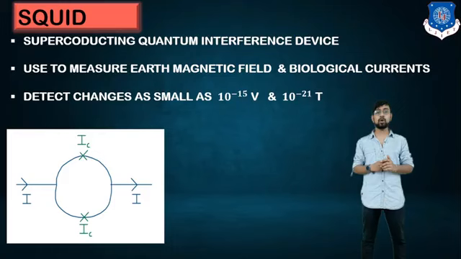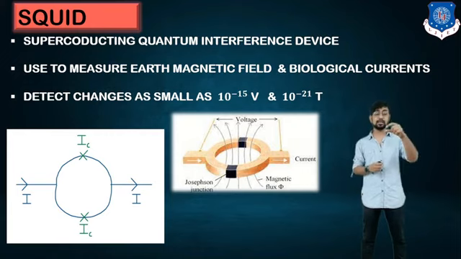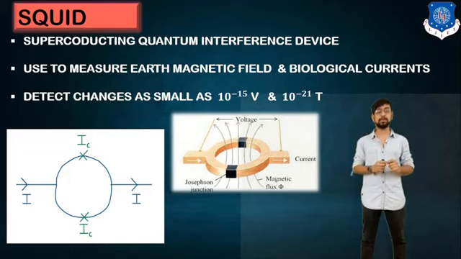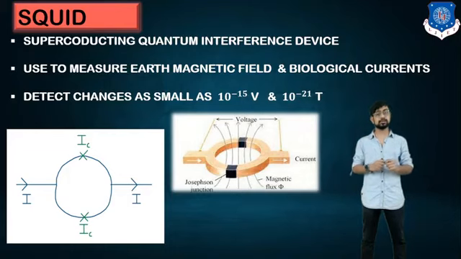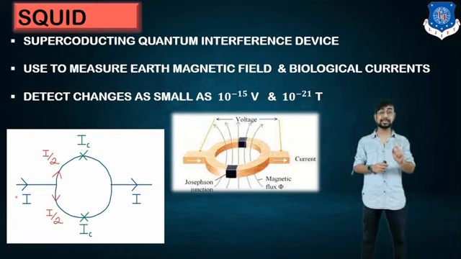Basically, this device is a combination of two Josephson junctions. When you take two Josephson junctions, you can see that in the middle part there is an insulator. From both sides, the current is flowing through this. When the current flows through it, it is divided into two equal parts. But this happens only until an external magnetic field is present.